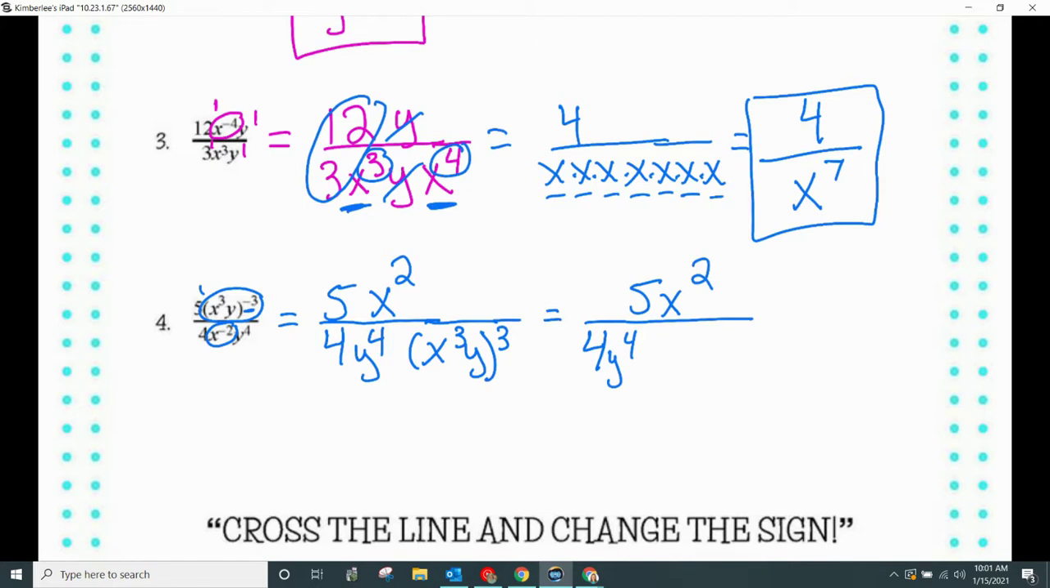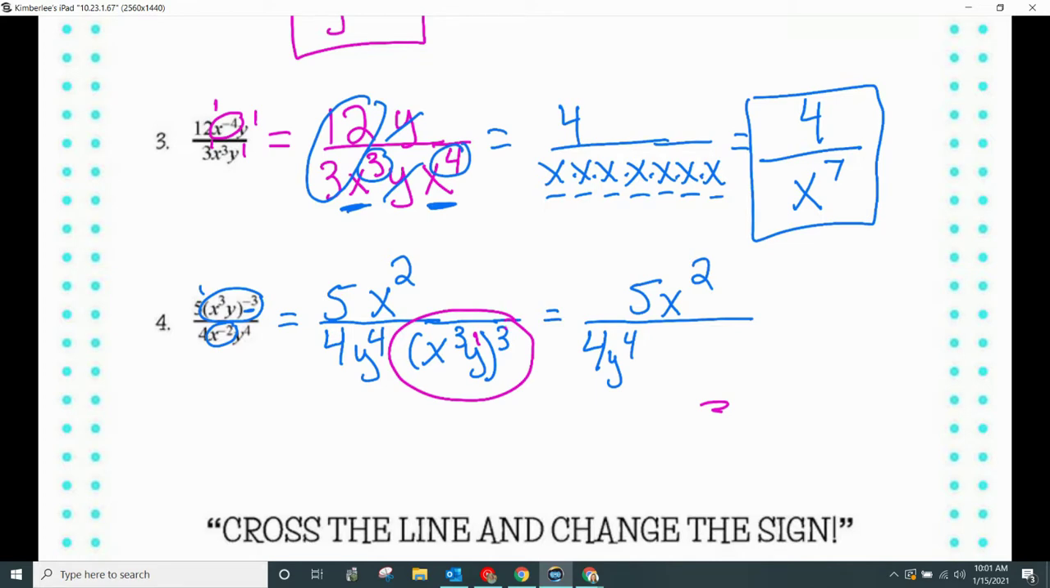So let me grab a different color. I'm just looking at this piece right here. I want to simplify this piece, and I'm going to write it over here in this space. Inside my parentheses, the x has a power of 3, the y has no power written, so I know it must have a power of 1. I want to remember that shortcut. When I have parentheses and a power on the outside, I can multiply my powers. That's the shortcut. Anytime I see parentheses in math, they mean multiply. So I can multiply the powers.